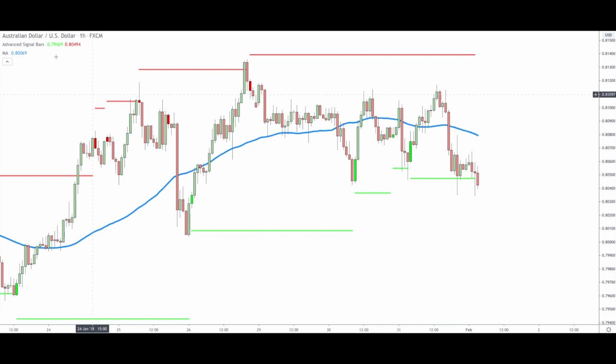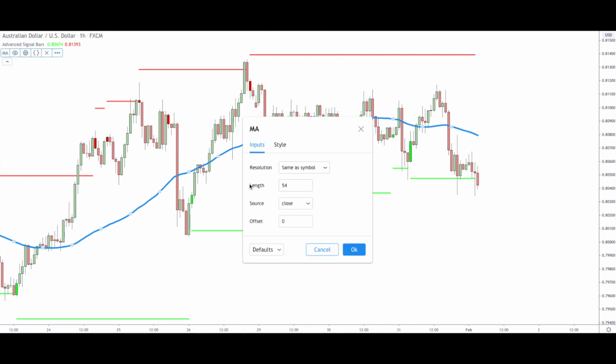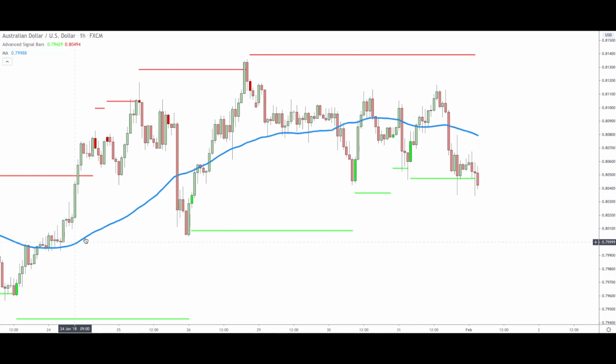Today I'm looking at the Australian dollar US dollar on the 1 hour time frame, and I'm using just two indicators. The advanced signal bars, which if you are interested you find the link to test it yourself down below in the description, and just a regular moving average. The only change that I made to the moving average is that I set the length to be 54, so that it's a very smooth moving average. Otherwise, if you choose a shorter length, it's going to be more like this.